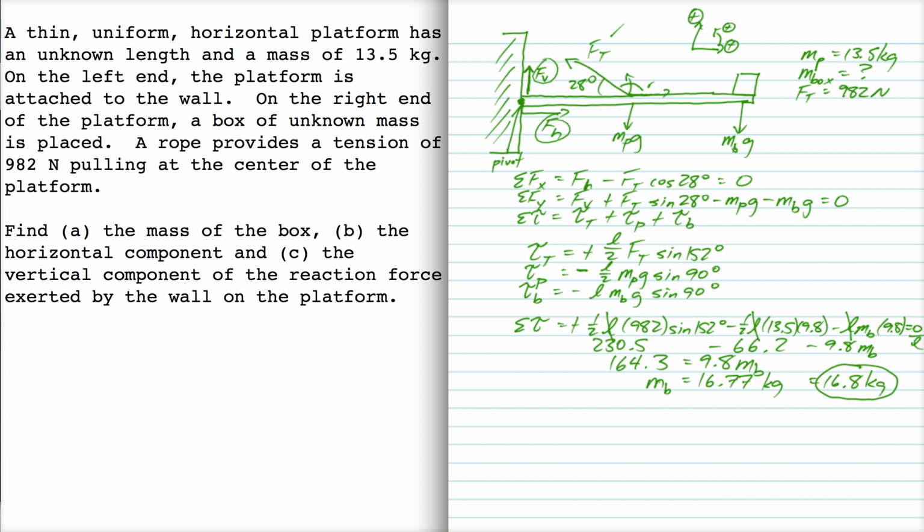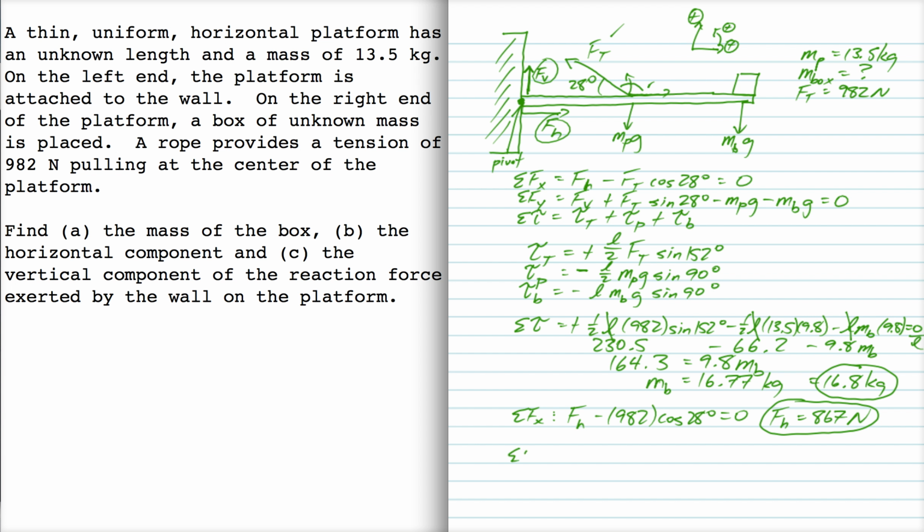Alright, what about the horizontal and vertical reaction forces? The horizontal reaction force should be easy. If I look at the sum of all x forces, that's the horizontal reaction force minus 982 cosine 28 equals 0. So that's easy enough. The horizontal reaction force is just 867 newtons.